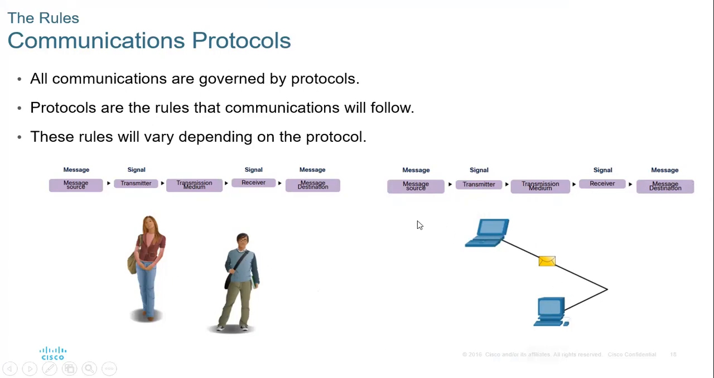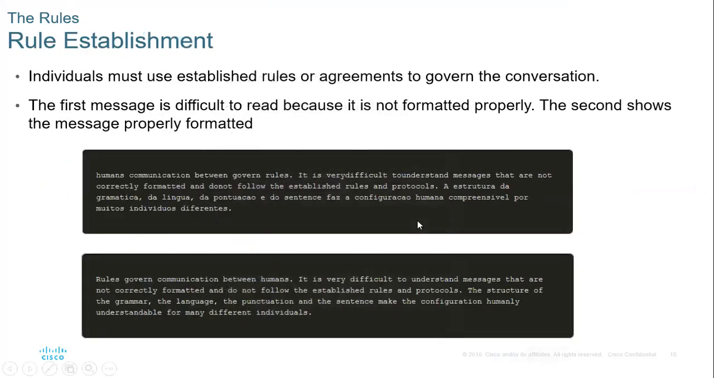So how is the message going? Rule establishment: individuals must establish rules or agreements to govern the conversation. The first message is difficult to read because it is not formatted properly. The second shows the message properly formatted. Like rules govern communication between humans, it is very difficult to understand messages that are not correctly formatted and don't follow the established rules and protocols.